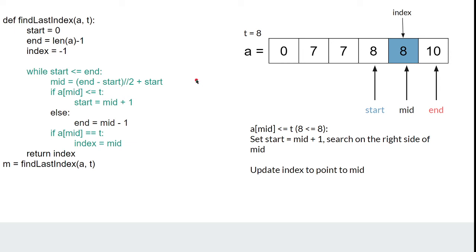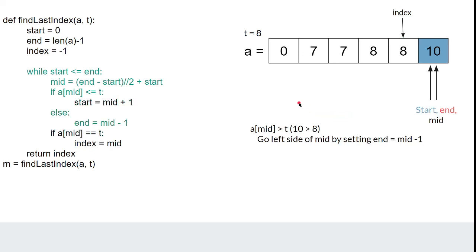And then now mid is pointing at 8. And since it might not be the last one, you search to the right again, by setting start to be mid plus 1, so you search on the right side. Then you update index to point to mid.